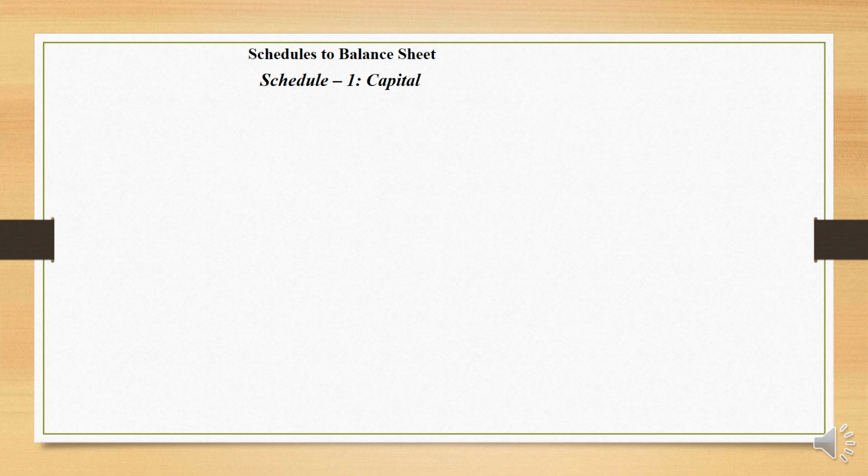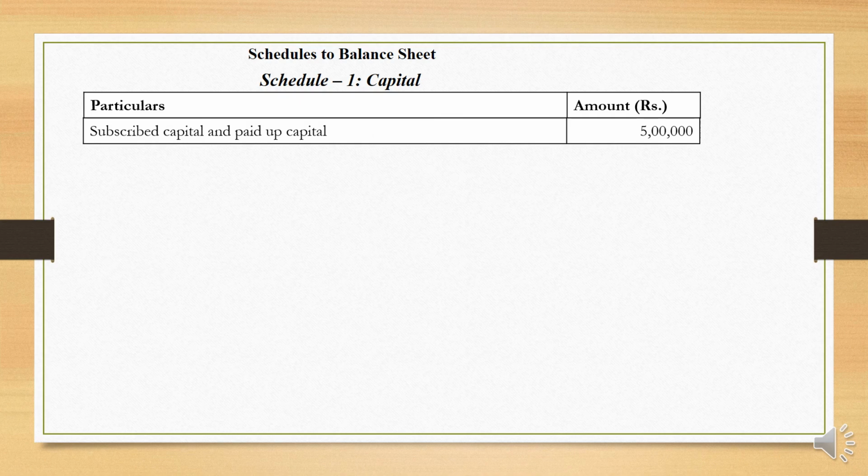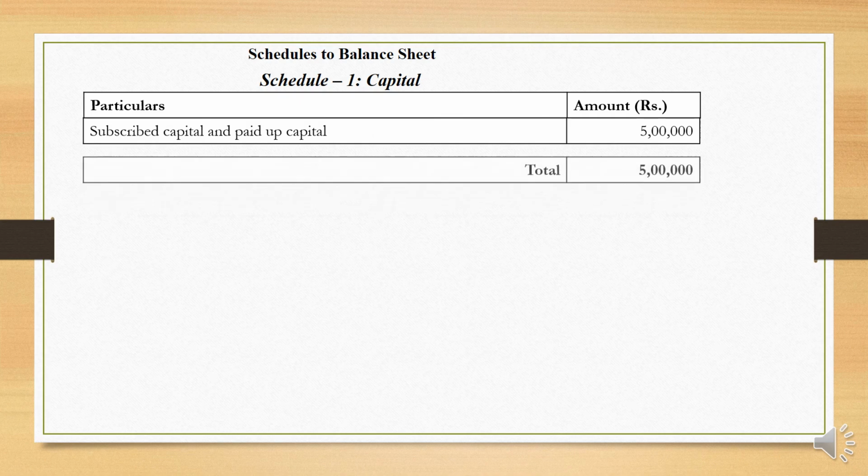Now from here onwards we'll discuss the schedules belonging to the balance sheet. Schedule number 1, capital. Here we have only one item, subscribed capital and paid up capital, which is 5 lakh. So the total is 5 lakh.